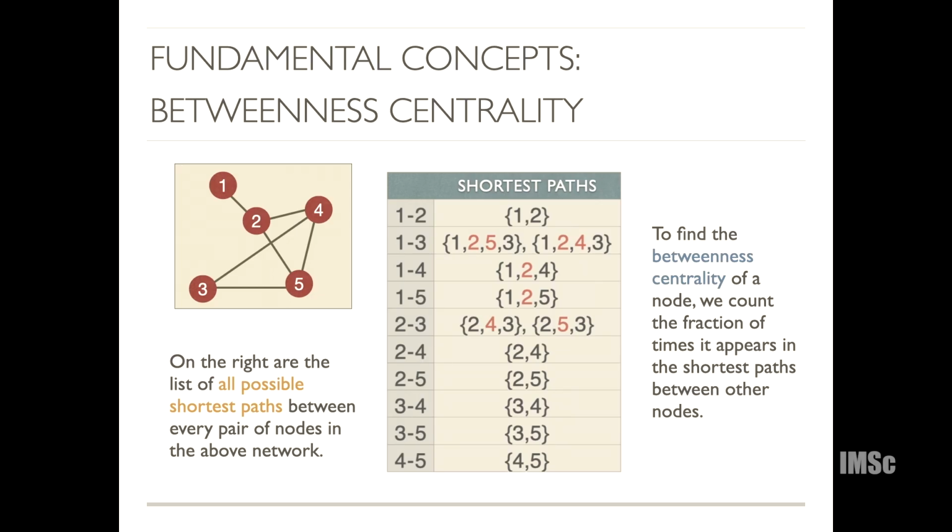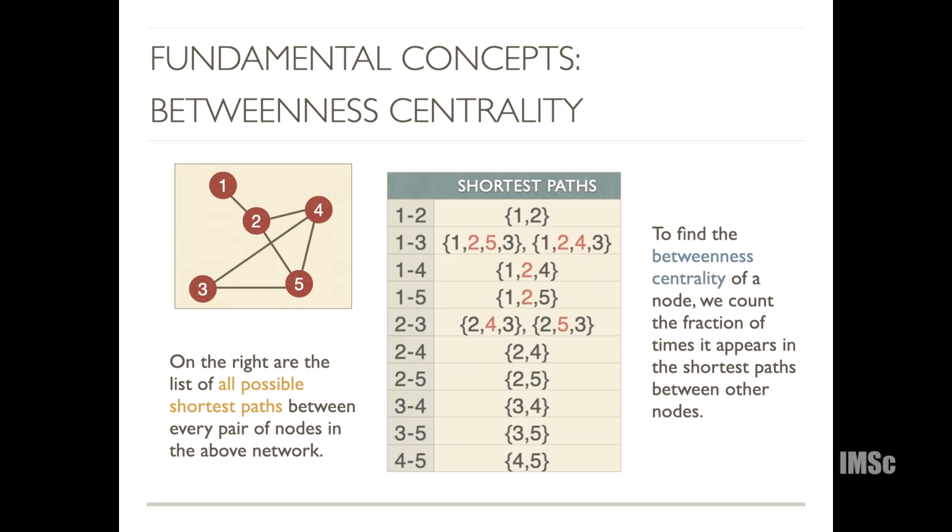Just a couple more things. So now for the case, this is another concept which is called betweenness centrality. Suppose you have a network like this. If you look at all the possible shortest paths between every pair of nodes, so if you list them out, right?